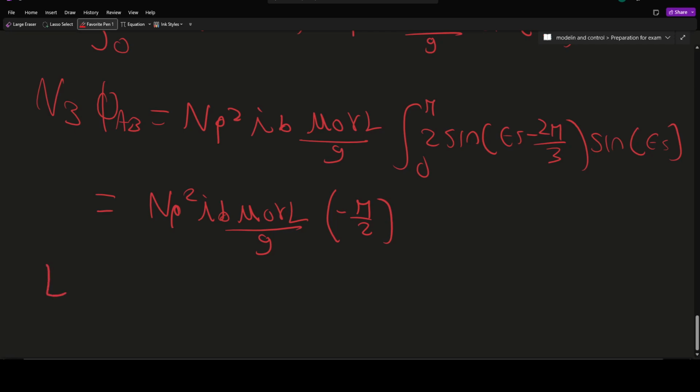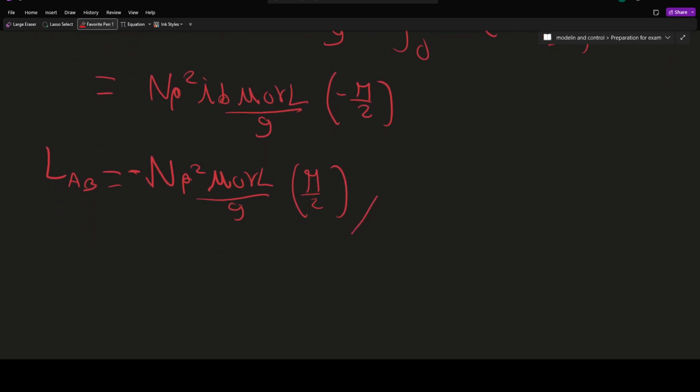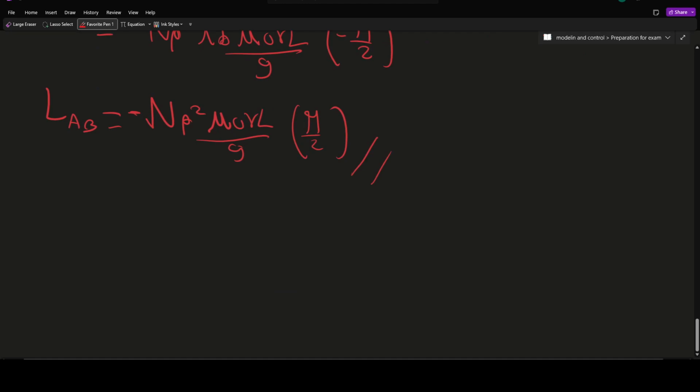And when we calculate our inductance, we divide by I_B, and we're going to have minus N_P squared mu naught R L over G times pi over 2. And this is how we find the mutual inductance of these two coils.